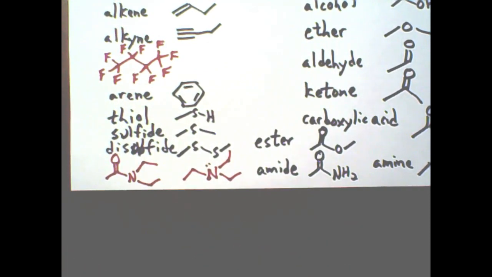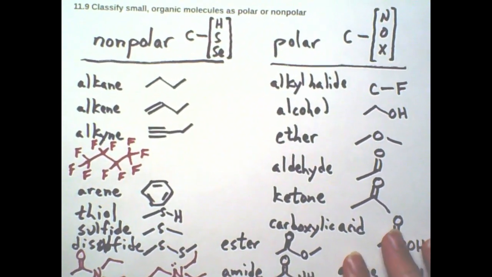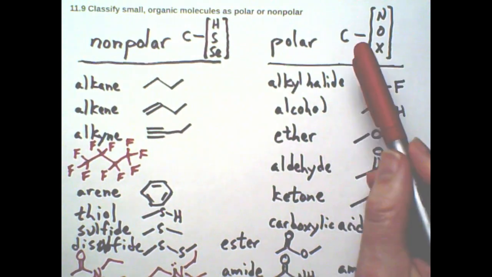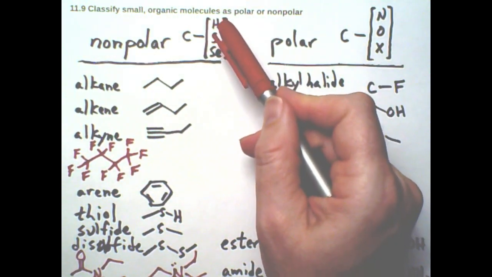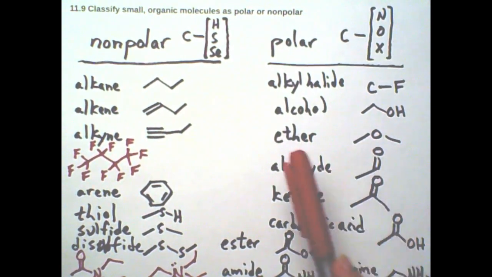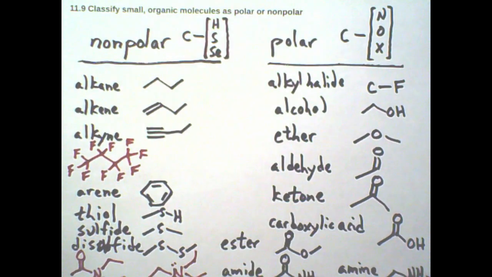And you could do this with any other functional group that you look at. Look and see what's bonded to the carbon. Is it something like hydrogen or sulfur, or is it nitrogen or oxygen or a halogen? This is usually going to give you polar. This will never give you polar. This will always be nonpolar. And we're going to save this sheet as a reference for our next set of problems.